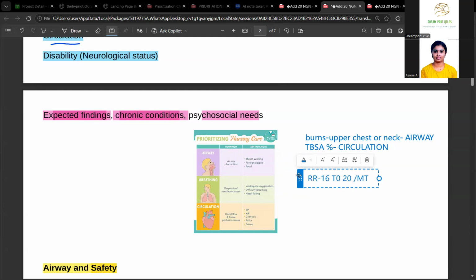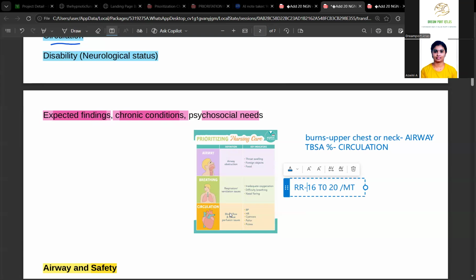And next we can assess the circulation. How can we assess the circulation? We can check the BP. Circulation mainly, for example, while checking the pulse, if you are getting a weak, thready pulse, and while checking the BP, if you are getting a low BP, and the heart rate, if the client is having tachycardia, all these symptoms are pointing to which one? Hypovolemia. That means decreased cardiac output.